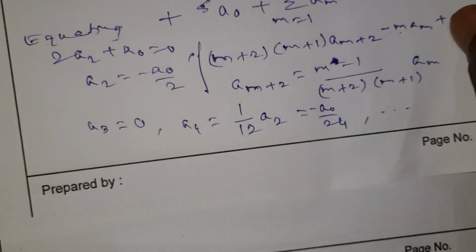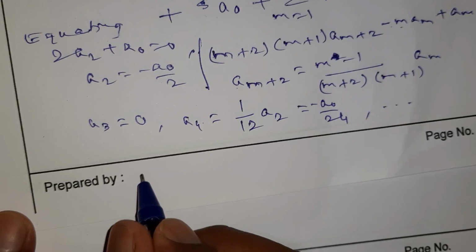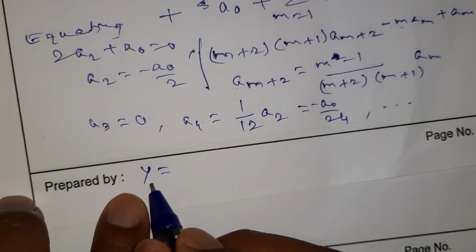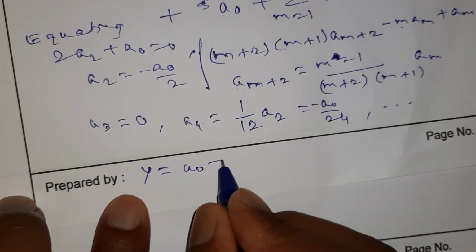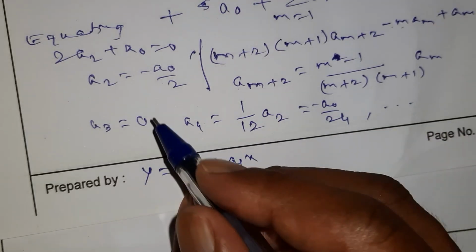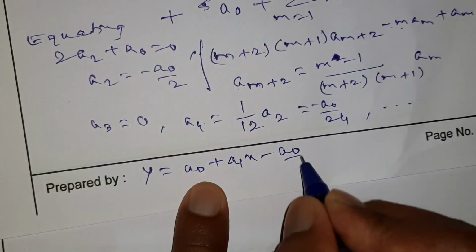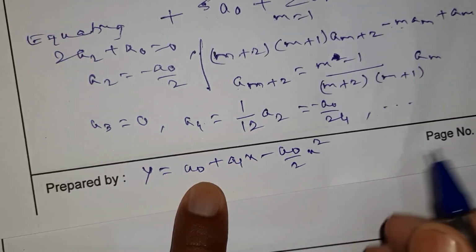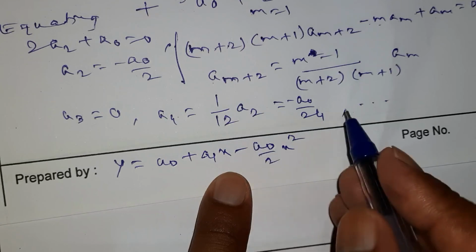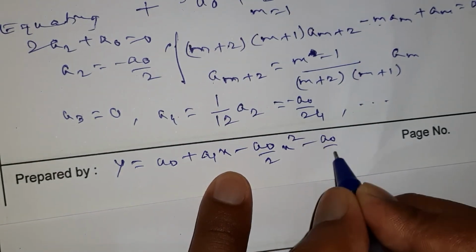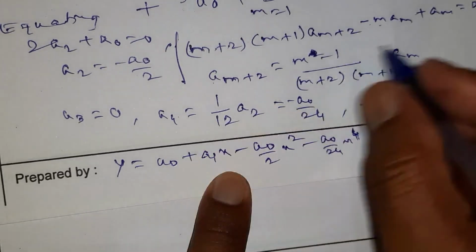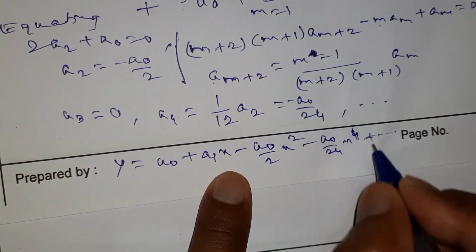For final answer, I take y is equal to, are you able to see here? Then write down the answer. Y is equal to, first one is a0 plus a1x plus a2x square, plus a2x square means minus a0 upon 2x square, correct? Plus a3 is 0. What about a4? a4 is minus a0 upon 24 x raised to 4. And if you find a5, that is also 0, and continue this, right?